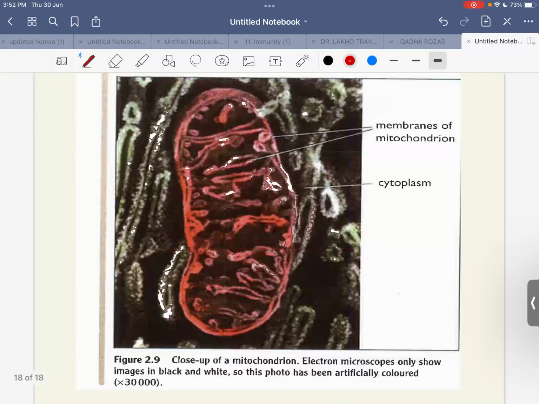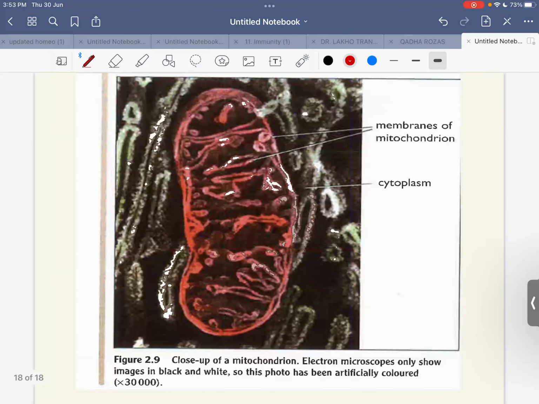Another very high power magnification, 30,000 times magnified through an electron microscope, is a close-up of a mitochondrion. So you can see, the more we keep on increasing the power of magnification of an electron microscope, the more details of an organelle we can see, right? So this is again a high resolution picture of a mitochondrion, which can be seen with an electron microscope, which has been magnified to 30,000 times.